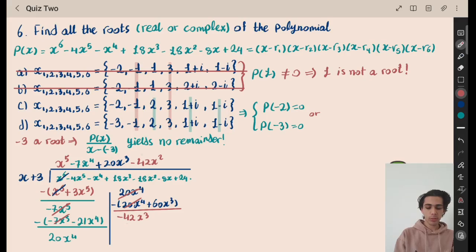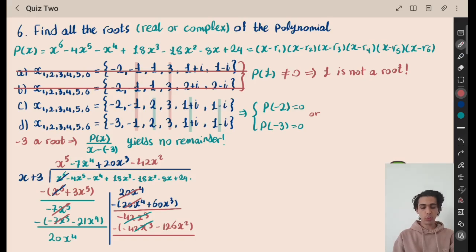So divide this by x, you get minus 42x squared. Take away the product, so minus 42x. And then add, well, you don't add in this case. In this case, you'll take away 126x squared. Now, what is the remainder then? Well, positive 126, because there are two minuses, and then minus 18. So it should be 108x squared.